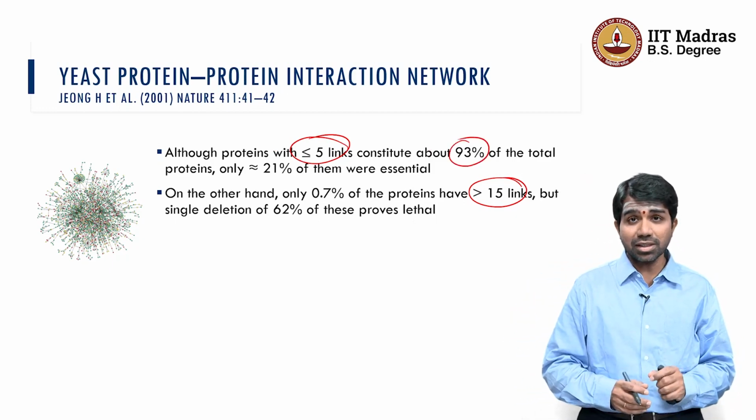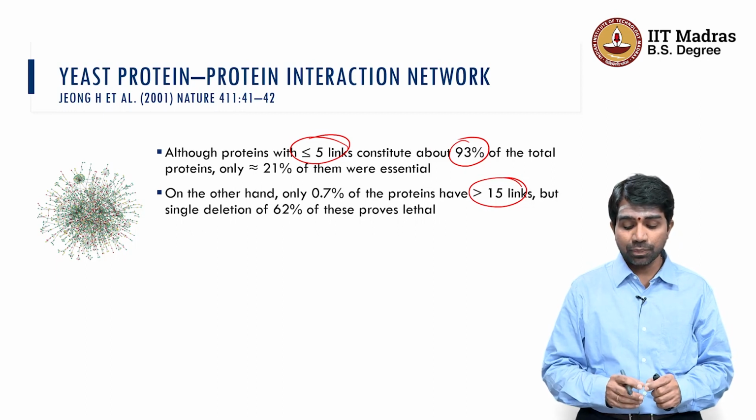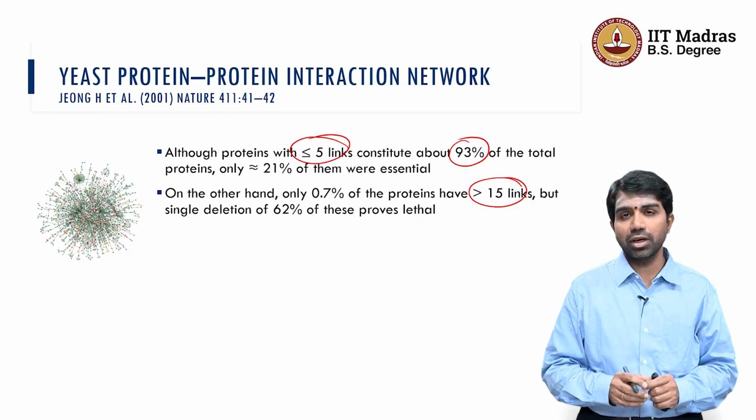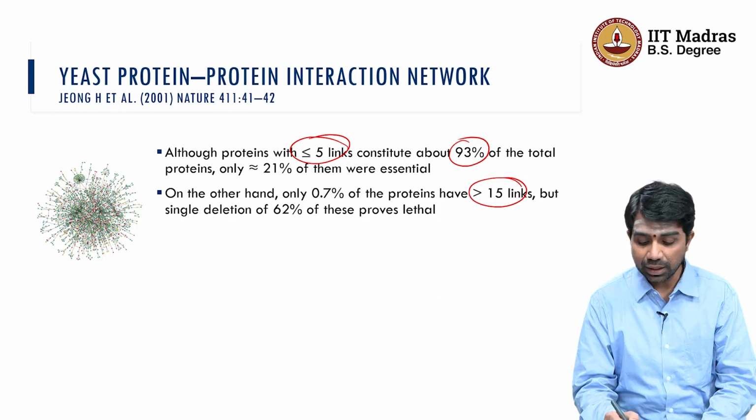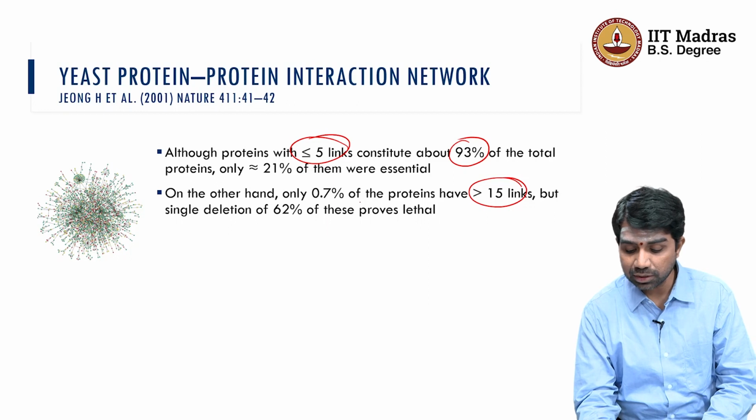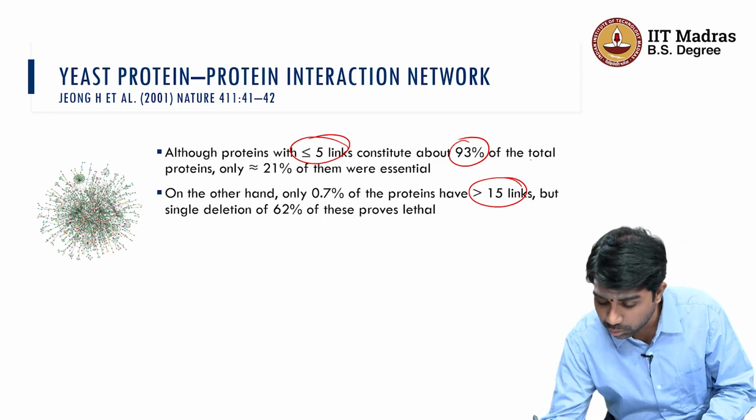But it turns out that of these proteins with very, very low connectivity, barely one fifth of them were essential. On the other hand, only 0.7% of the proteins have greater than 15 links. What are these?